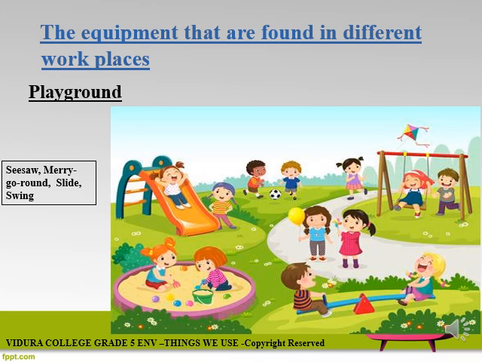Then the equipment that are found in different workplaces. So the playground. Looking at the picture, you can find so many examples. So this is one of your favorite places, isn't it, children? So seesaw, merry-go-round, slide, swing, and looking at the picture, you can find so many examples.